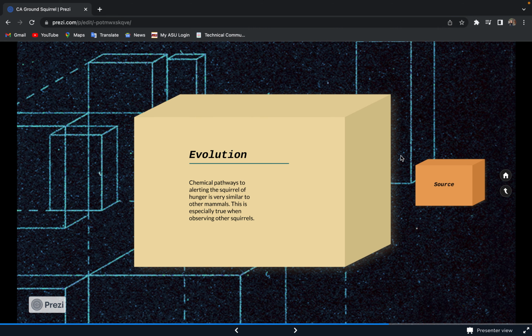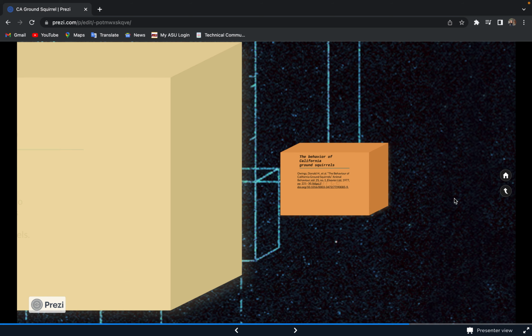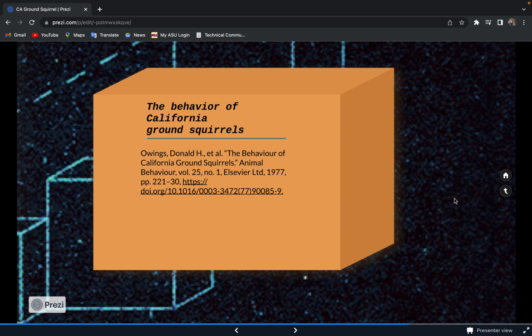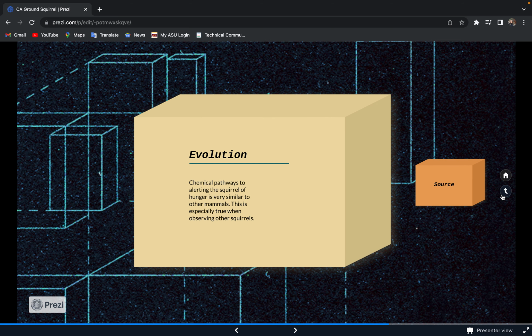When looking at the evolution aspect, chemical pathways to alerting the squirrel of hunger is very similar to other mammals. This is especially true when observing other types of squirrels, and that can be referenced in The Behavior of California Ground Squirrels by Donald Owings.